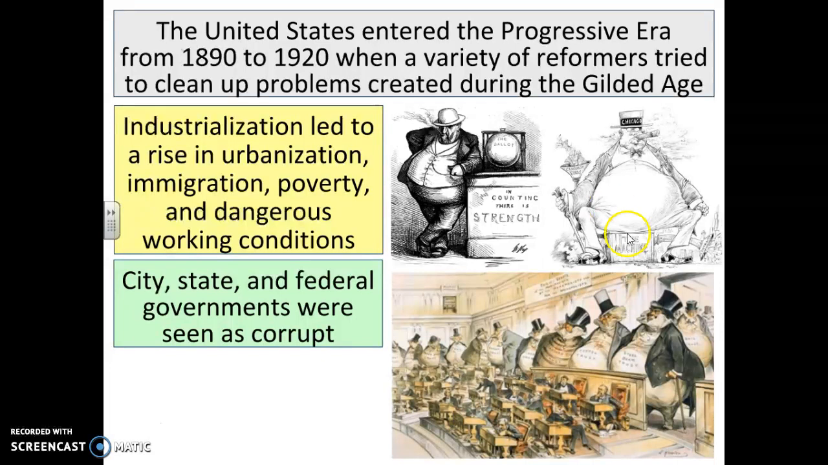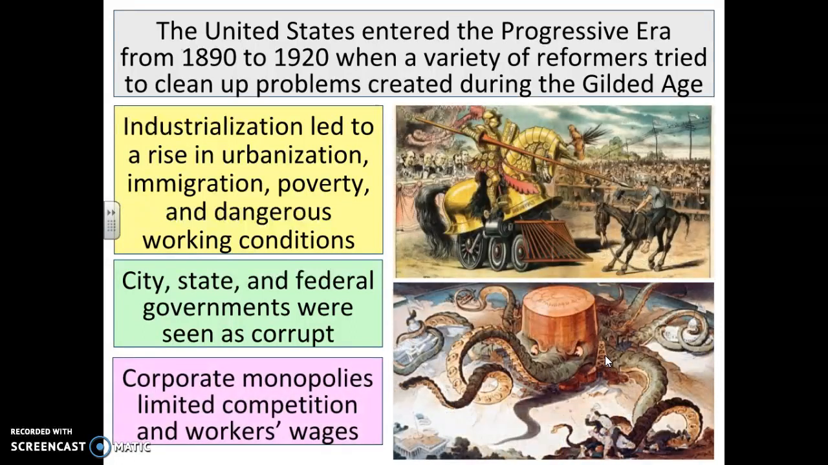And we talked about the same thing during the Gilded Age, that these mega business owners like the Rockefellers, the Carnegies, and so forth seemed to have an influence over the federal government and state governments, to create laissez-faire policies and make sure that they were pro-business. With this, corporate monopolies were limiting competition and also worker wages. So even though the standard of living is going up for most, there are still some who are struggling during this time period.